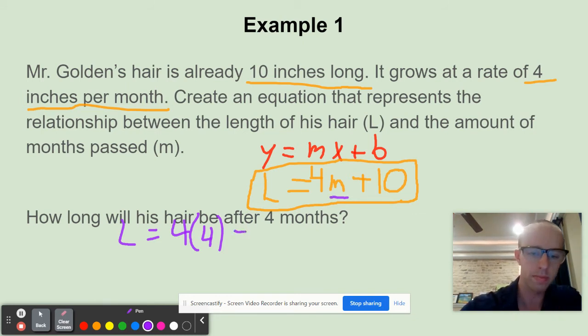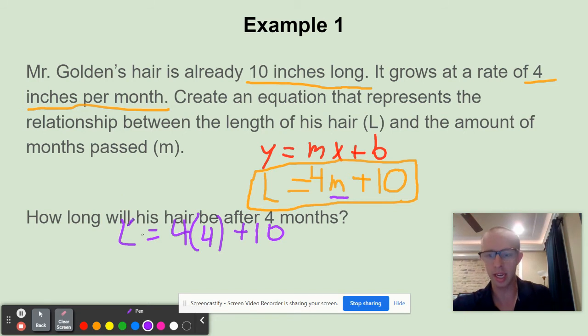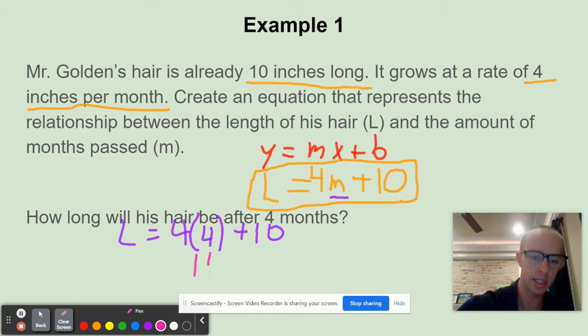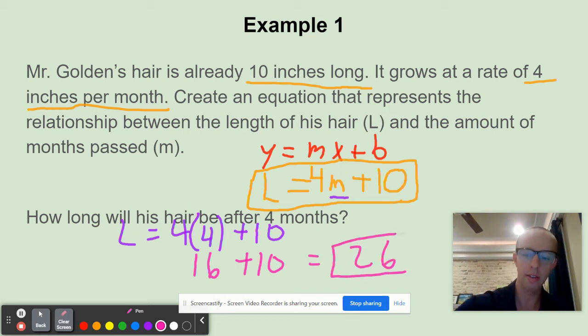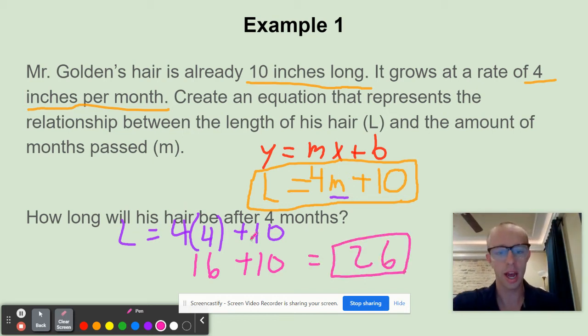So I'm going to finish the equation. And now we can figure out the length of my hair, L. L represents the length of my hair, by just with some simple math. 4 times 4 is 16. The plus 10 comes down. 16 plus 10 is 26. The length of my hair after 4 months is 26 inches.